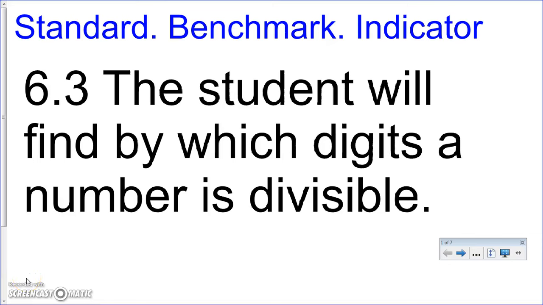Today we are learning about divisibility. Please copy down the standard benchmark indicator on a clean page in your math notebook. The student will find by which digits a number is divisible.